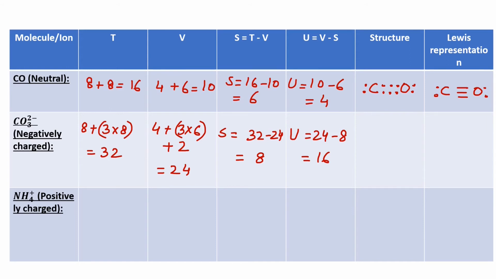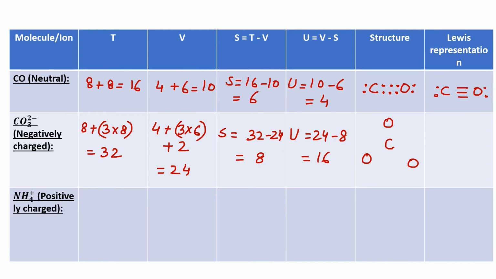Now we need to draw the structure for the carbonate ion. As there are more than 2 atoms here, how we draw the structure of the carbonate ion is we will put the less electronegative atom at the center and more electronegative atoms at the corners. So out of carbon and oxygen, carbon is less electronegative, so we will put carbon at the center and 3 oxygens at the corners. Next we can see here that there are 8 shared electrons.